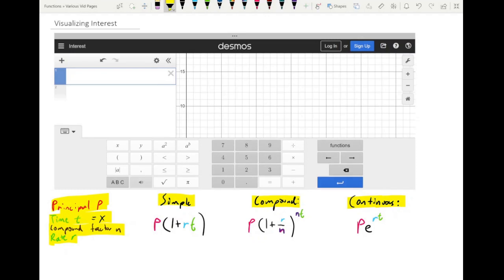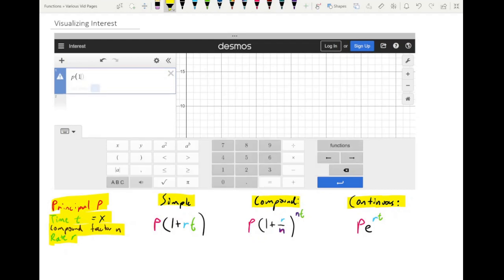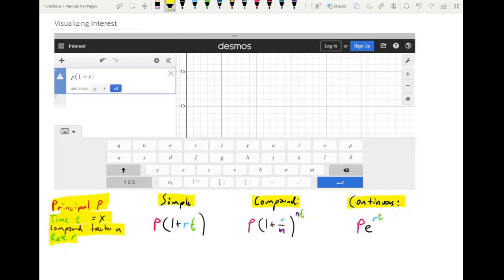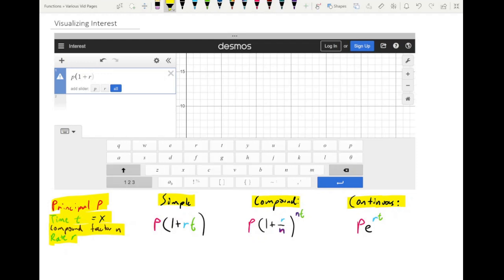So I'm going to type all three of these formulas into Desmos, and we're going to look at the behavior of the graphs that we get out of them. So first we'll start with simple interest, which will be typed in as P times 1 plus R, and we're going to use X instead of T because Desmos only accepts X as the x-axis variable, and we're going to plot time against money.